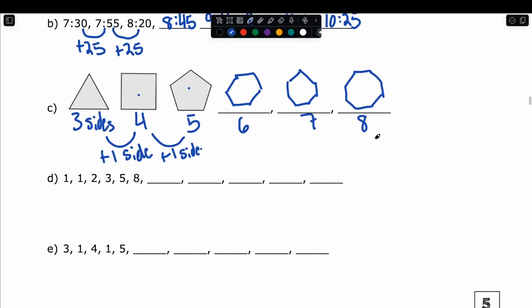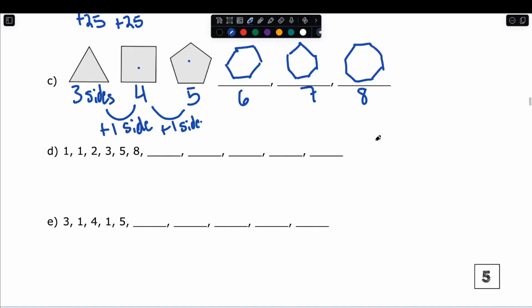Part D, it gets a little more complicated. We see we have 1, 1, 2, 3, 5, and 8. How in the world do those tie together? Because it doesn't look like I can just add a consistent number each time, or subtract one, or multiply or divide a consistent number. Well, what kind of pattern is going on here? I want you to take a moment and pause the video and see if you can figure out what pattern is going on. Go ahead and pause your videos now.